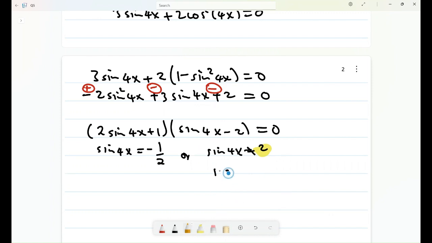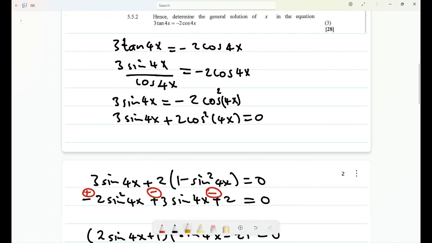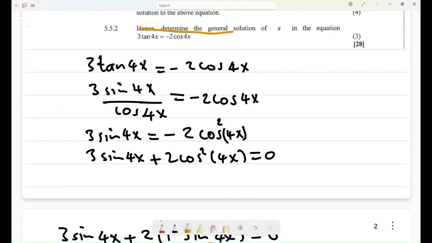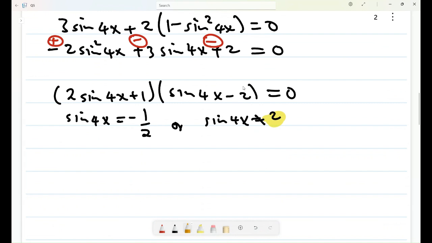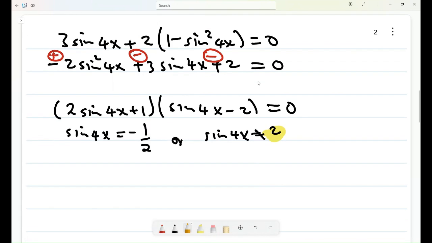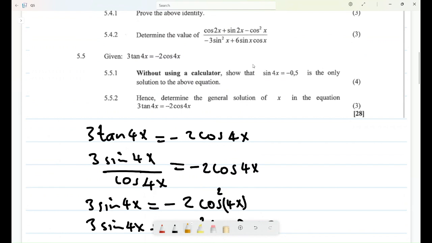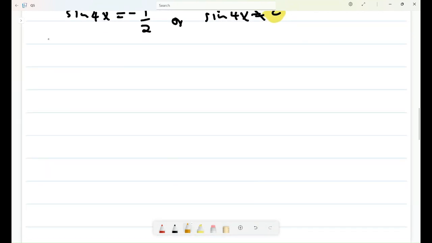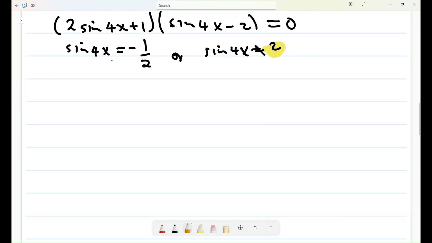Yes. Now, they say to us, hence, determine the general solution of x in the equation 3 tan 4x, blah, blah, blah. Remember we have already found these values, right? So it means now you're going to only use this one, because it is the one that has a solution, okay? So the general equation, how are you going to do that? You're going to say now you have sine 4x, all right?